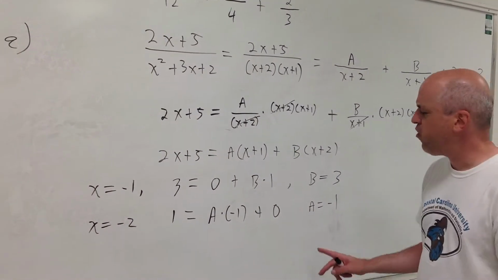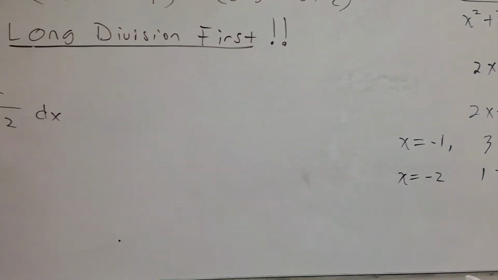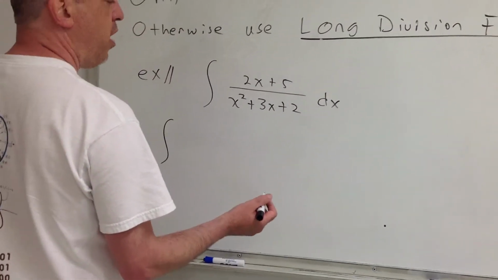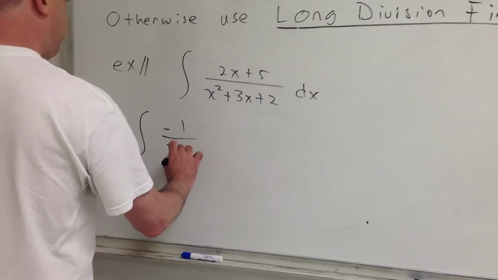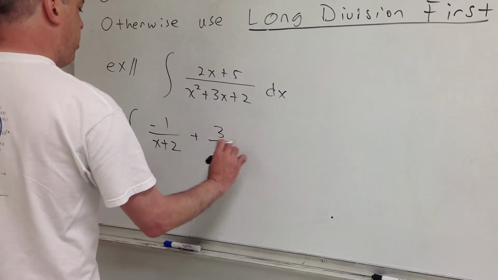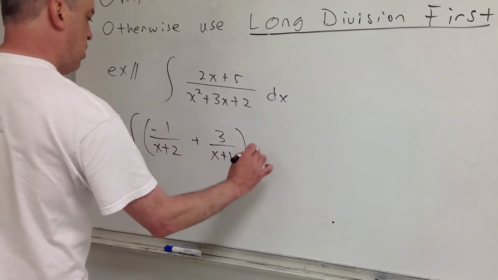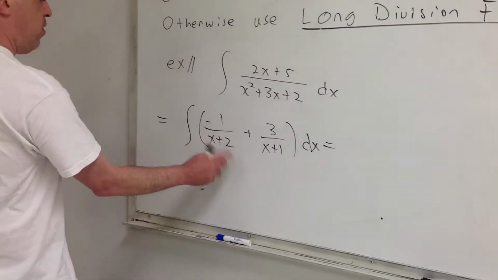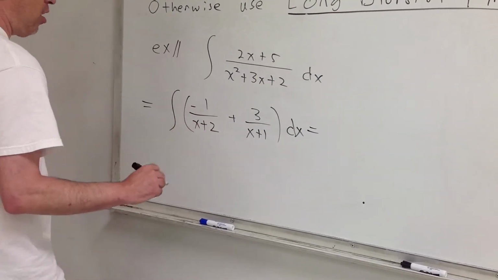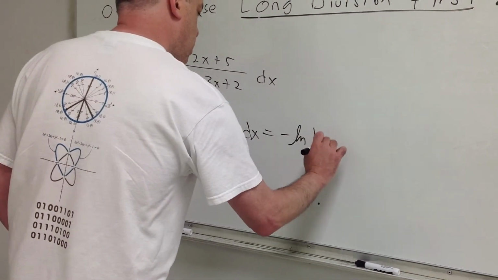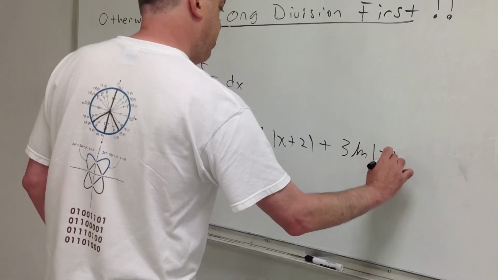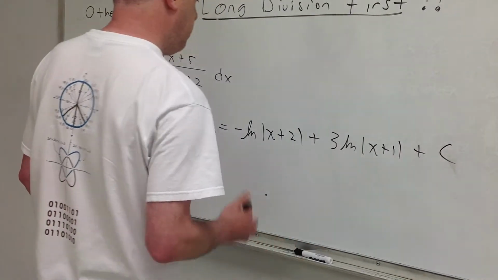So now going back to the original question that we were trying to solve, this integral becomes the integral of a over x plus 2, where a was -1, so that's -1 over x plus 2, and then plus b over x plus 1, where b was 3. So 3 over x plus 1. And now, technically this is a substitution, but we don't need to actually perform it. This will be minus the natural log of the absolute value of x plus 2, plus 3 times natural log absolute value x plus 1. And there's our plus c.